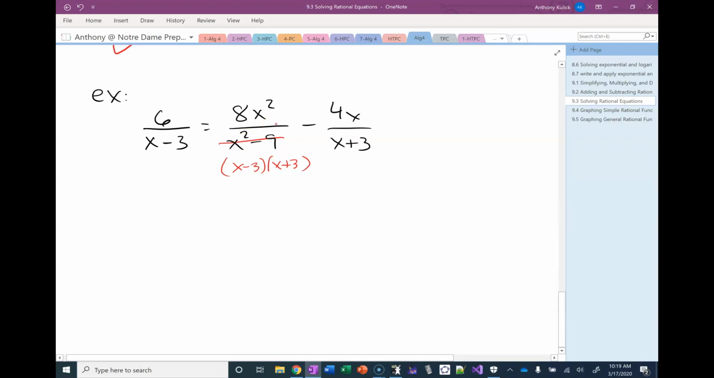So now, if I look at the least common multiple for all of these, well, I see I have 2 distinct factors. I have x minus 3's. Both of them are to the first, so I'll just have an x minus 3 to the first. And then I have x plus 3's. Both of them are to the first, so I'll just have an x plus 3 to the first. And that's what I'm going to multiply to both sides of this equation.